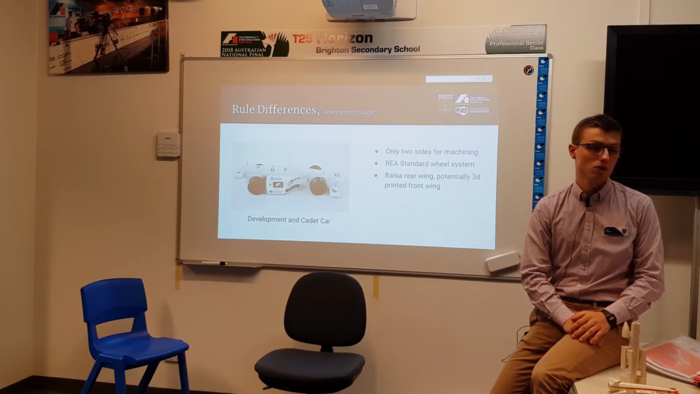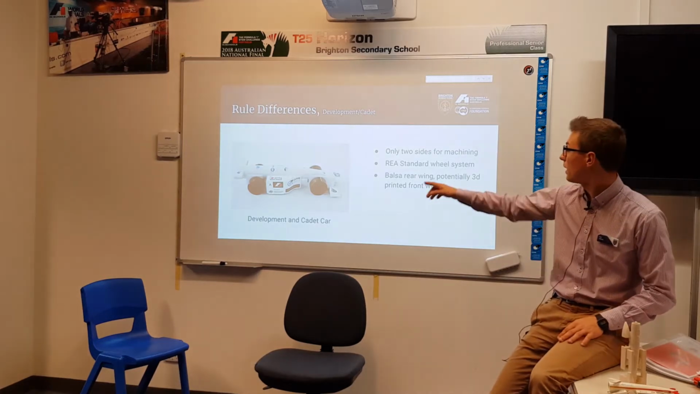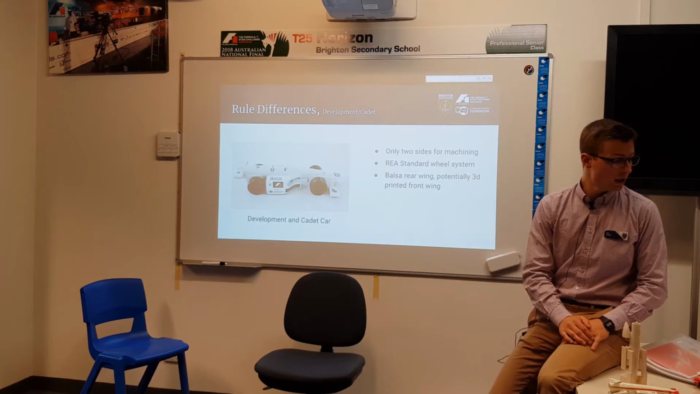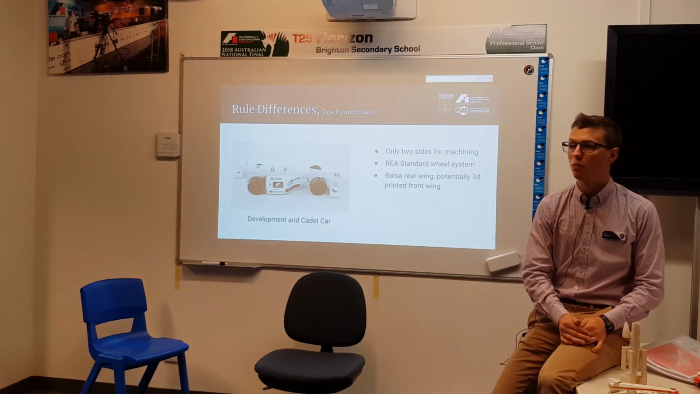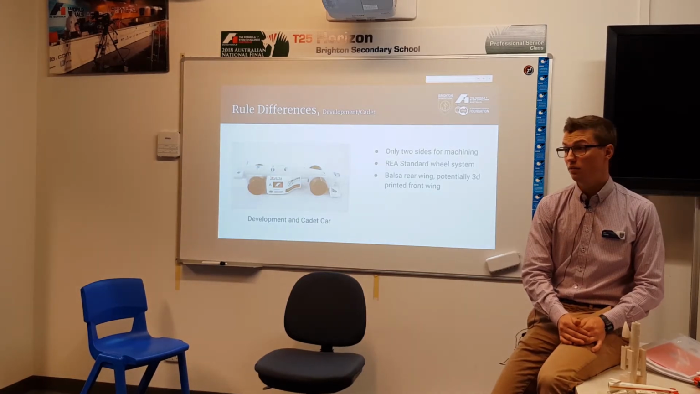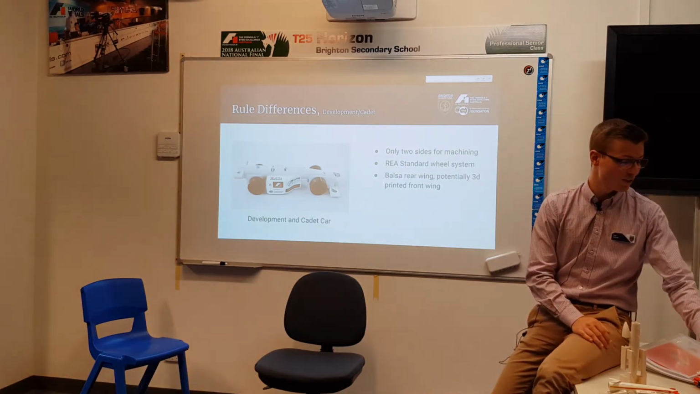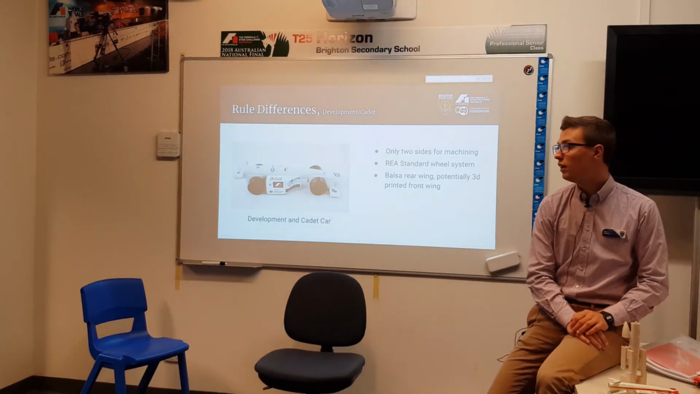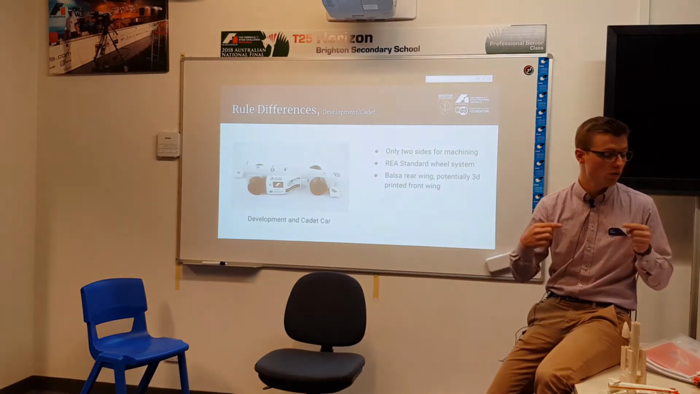Development and cadet only allow 2 sides for machining. REA standard wheel systems, which means they're these black plastic wheels that you can't change, and I've got boxes of them. I buy them in a pack of 100. And balsa rear wing with potentially 3D printed front wing, I believe, is how that works. You are allowed to have a front wing. Yeah, 3D printed front wing. So just confirming with my very knowledgeable students there. So that's Tom's car there, and his complex front wing he was only able to do via 3D printing. That would have been able to be machined from 2 sides.